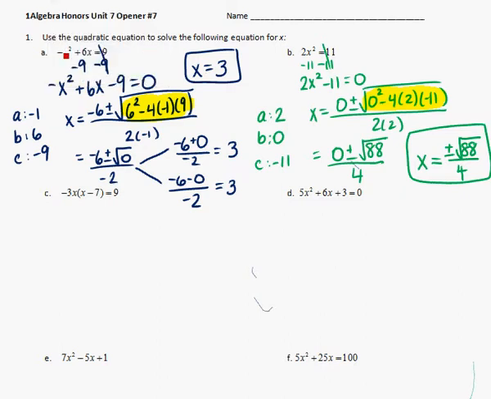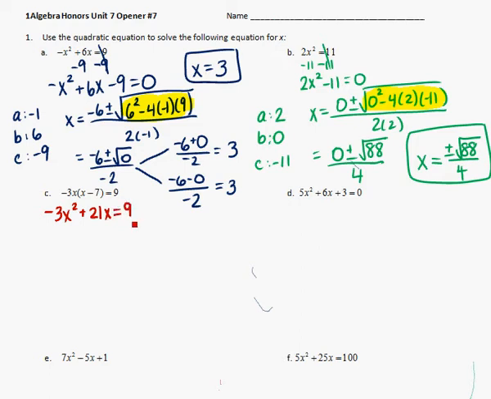When I look at my equation in part C, I see that this one is definitely not in the right form to use the quadratic formula yet. So the first thing I'm going to do is distribute the -3x. I get -3x squared, and then -3x times -7 is plus 21x equals 9.